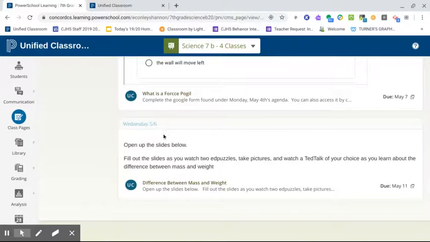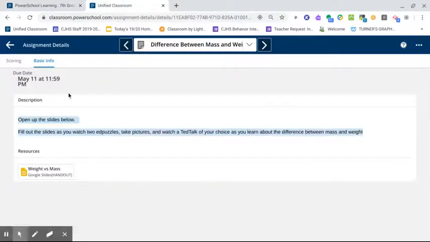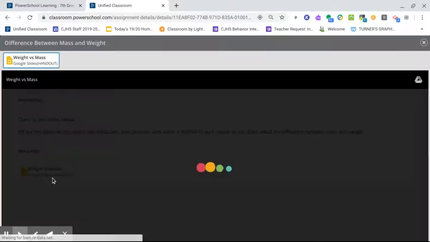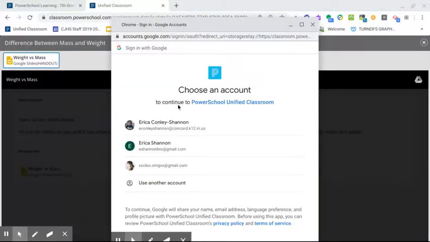So Wednesday, 5-6. Open up the slides below and fill out the slides as you watch two Ed Puzzles, take some pictures, and watch a TED Talk of your choice. So when you click on the assignment and go into it, you'll see the Google Slides. Go ahead and open them up.